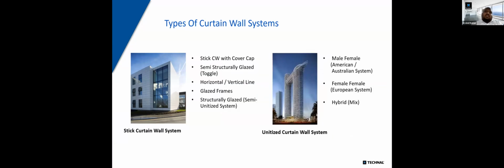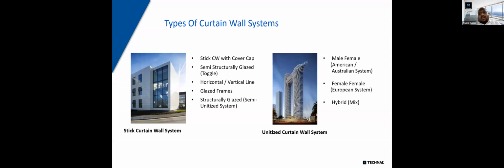So the stick curtain wall system, traditionally you have different typologies. You have the standard and the most common is the stick curtain wall with the cover cap. And then what we have is popularly known here in the region as a toggle system, which is basically semi-structurally glazed system. And then we have the opportunity to play with both of these. So you have the horizontal or vertical with cap, and the rest can be structurally glazed. We have a nice format of stick curtain wall system called Glaze Frames, which I'll show you later today.